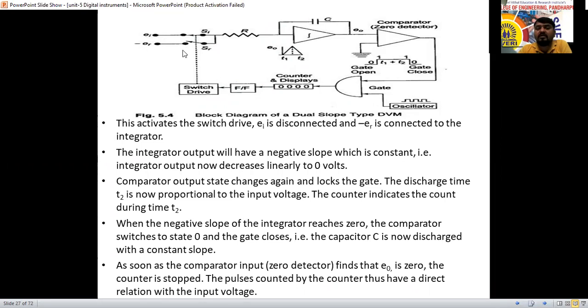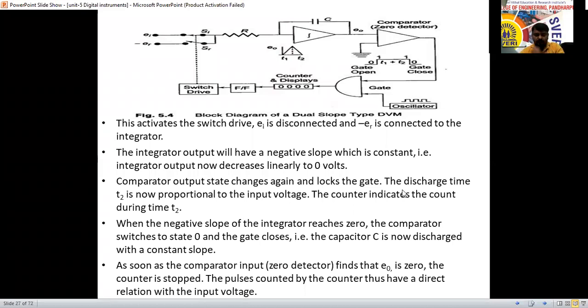This minus ER is connected to the integrator. So the integrator output will have a negative slope, which is constant. That is, the integrator output now decreases linearly. Whatever the increase, the output of this integrator will start to decrease linearly to 0 volts here now. So the comparator output state changes again and locks the gate here now.